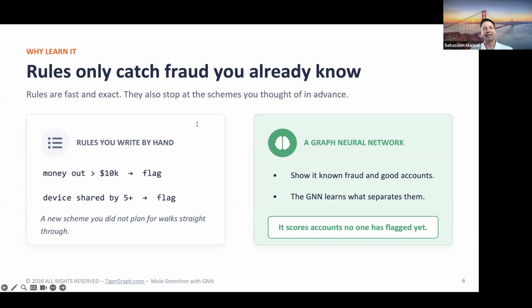And graph neural networks take a different approach. They learn from examples of known fraud and legitimate accounts. They combine account behavior with graph signals such as money flow, shared identities, and the network structure. That allows the model to score accounts that no one has flagged yet. And so the point is not to replace rules. The point is that, as a complement, graph-based learning can detect suspicious mule patterns before the ring is already known.